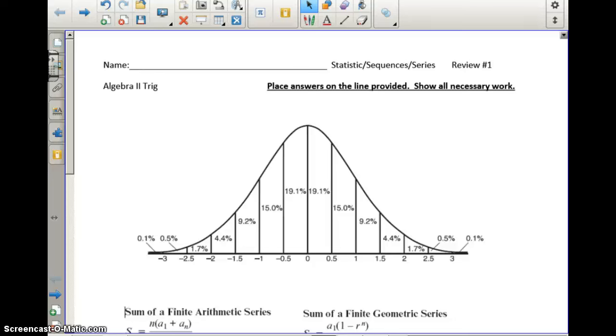Hello. We are going to go over right now the review sheet for our test on Friday. Now, I'm not going to do a lot of the stuff on the calculator. I am going to assume that you are able to do this.